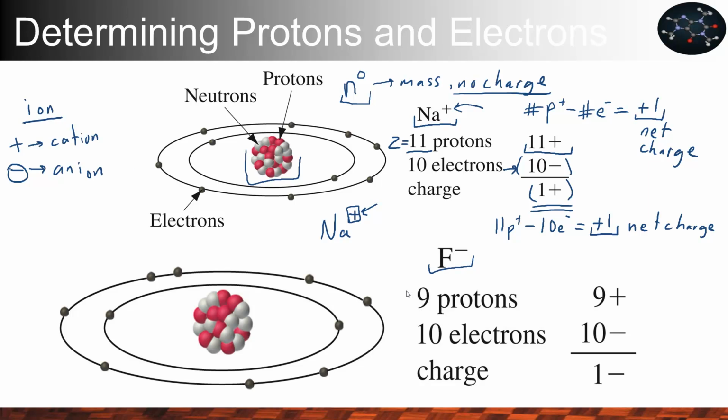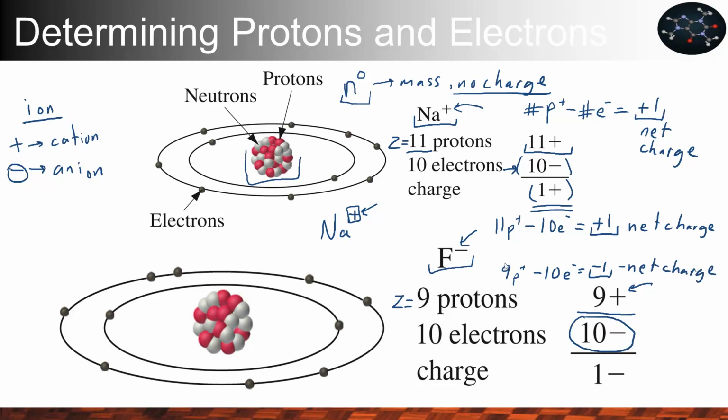Alright, so we look at fluorine. Fluorine has a Z of 9. It's the 9th element on the periodic table, left to right, top to bottom. That means it's going to have 9 positive protons. If the overall charge is -1, then this must mean that there's 1 extra electron compared to the number of protons we have. So we have 9 protons, 10 electrons, -1 net charge.